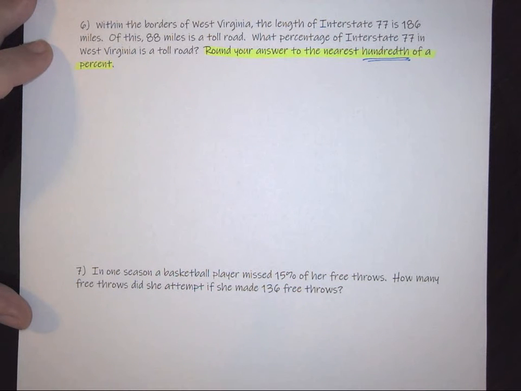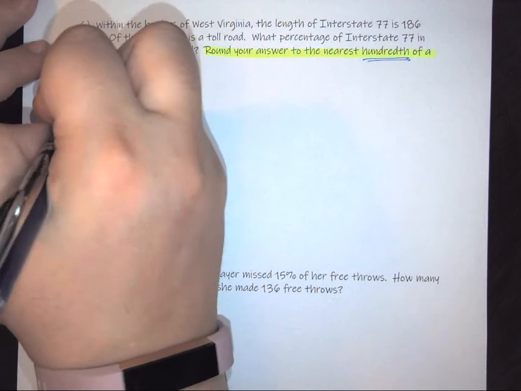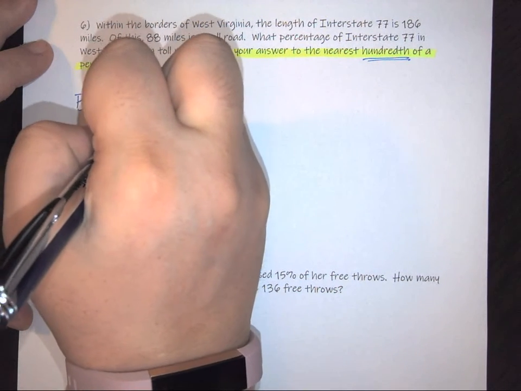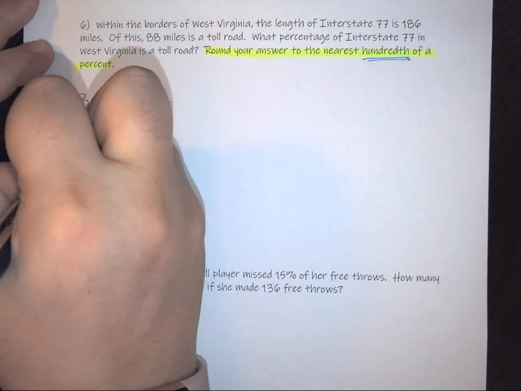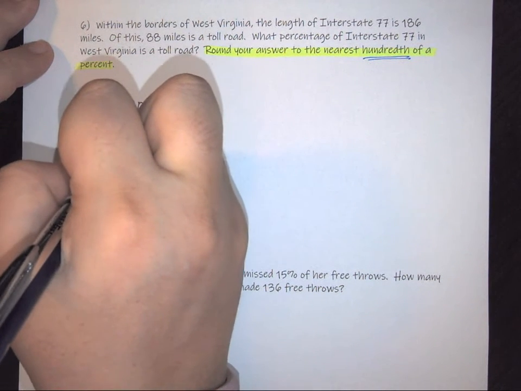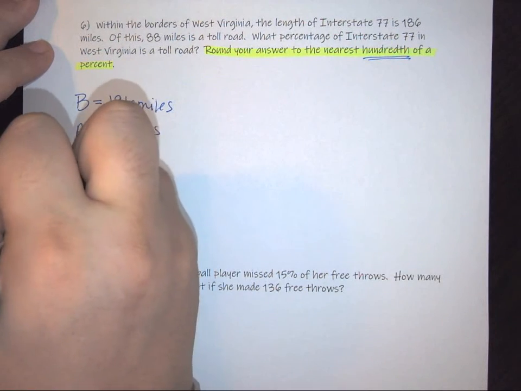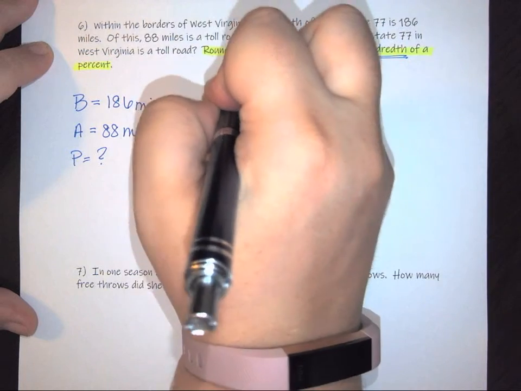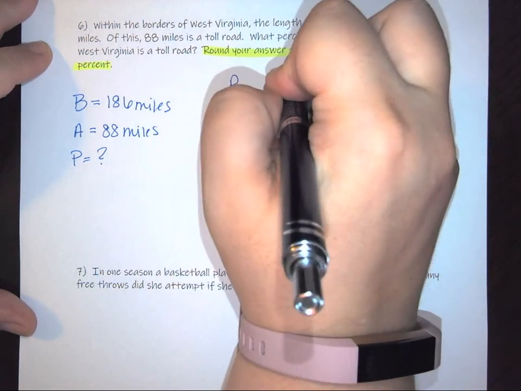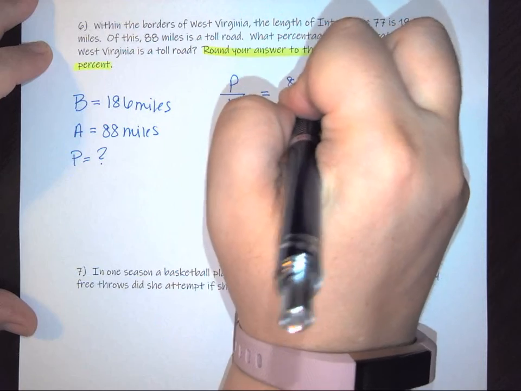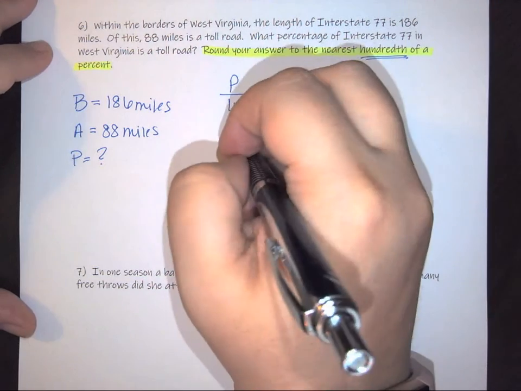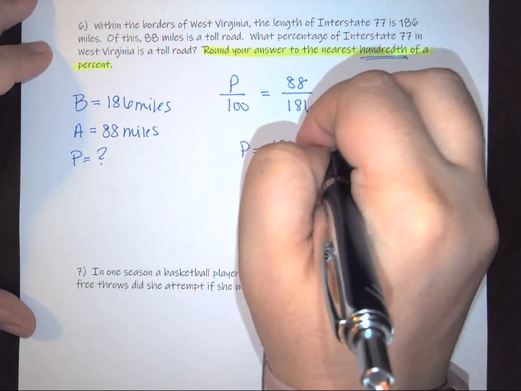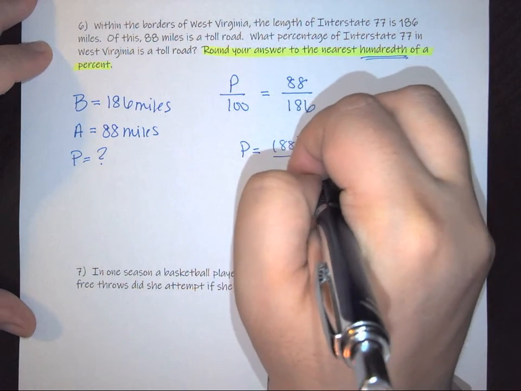So here, what exactly do we know? Well, we know that my total is 186 miles. I know that my part is 88 miles. What's missing is the percent. So here we're going to end up with P over 100 is equal to 88 over 186. Solve for P. Says P is equal to 88 times 100 over 186.